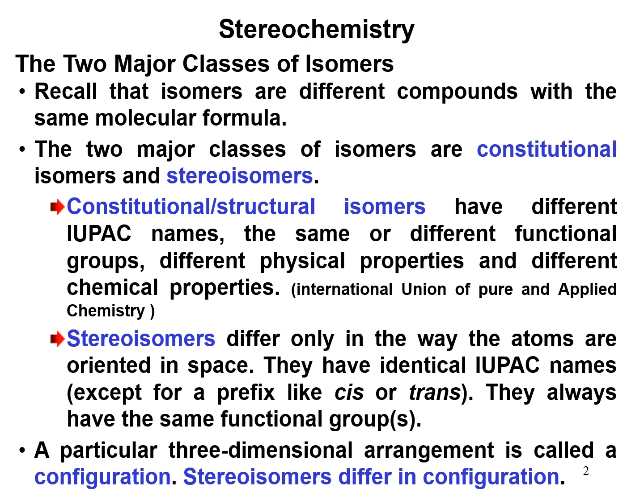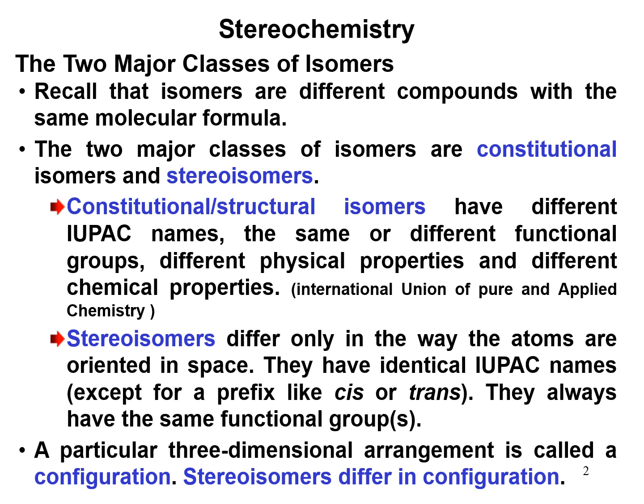These constitutional or structural isomers have different IUPAC names, the same or different functional groups, and different physical properties as well as different chemical properties. So any compounds that have different IUPAC names, different chemical and physical properties, as well as functional groups can act as constitutional or structural isomers.